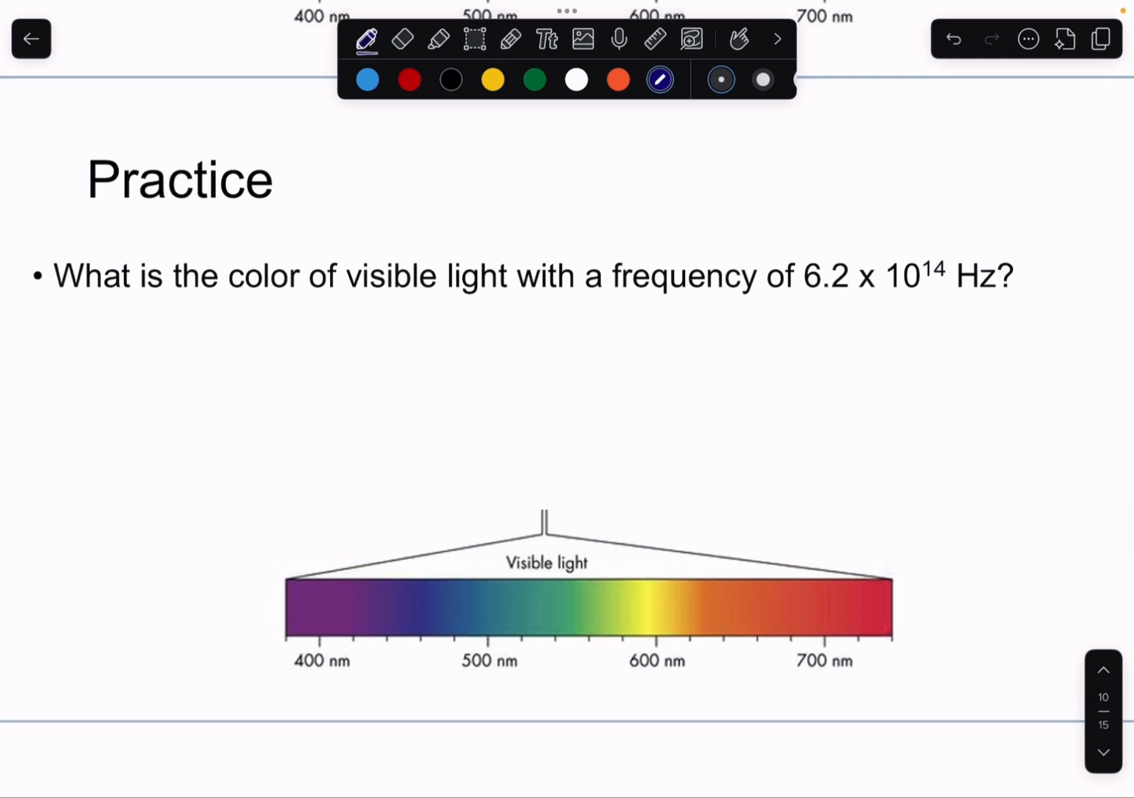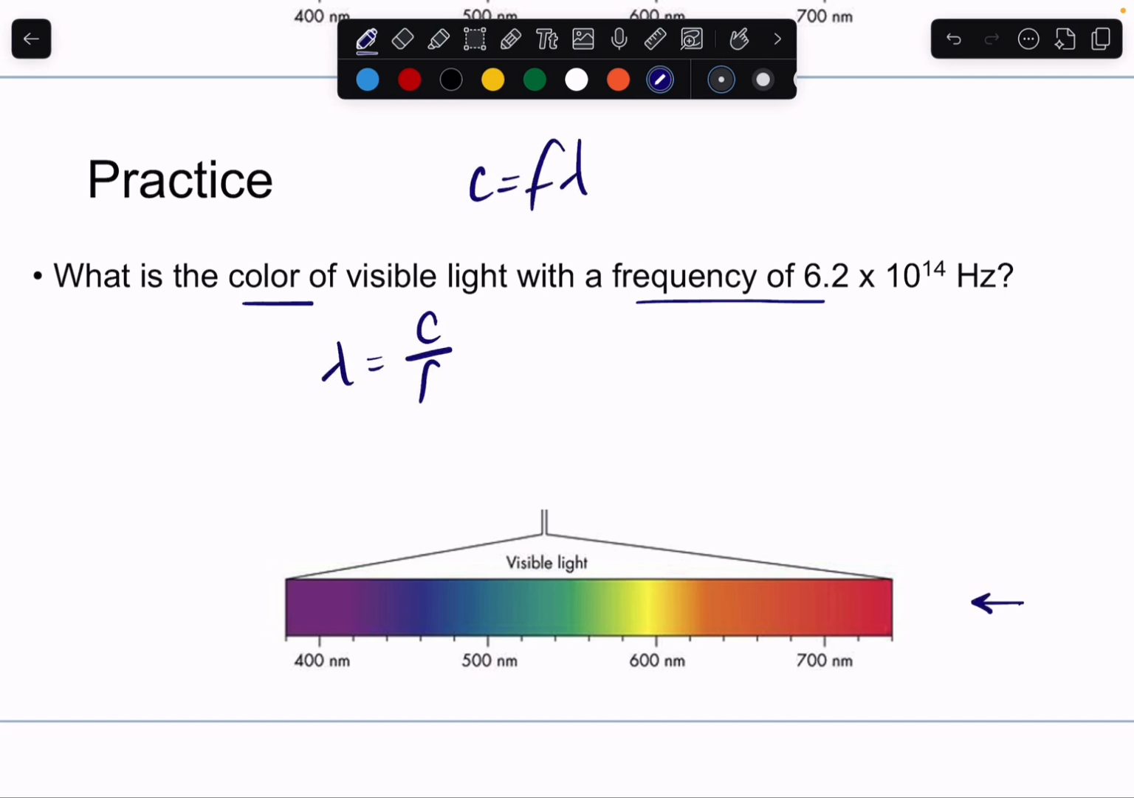Okay, so let's practice with the next one. What is the color of visible light with a frequency of 6.2 times 10 to the 14th hertz? Well, with this giving me frequency, I can't find frequency on this chart. I need wavelength, so I need to solve for wavelength. c is equal to frequency times wavelength, so wavelength is going to be c divided by f. And c is the speed of light, so 3 times 10 to the 8th divided by frequency, which is 6.2 times 10 to the 14th. I'm going to put E in my calculator.